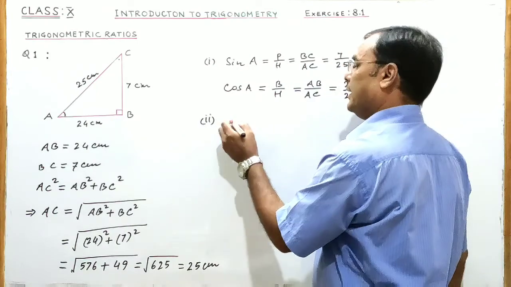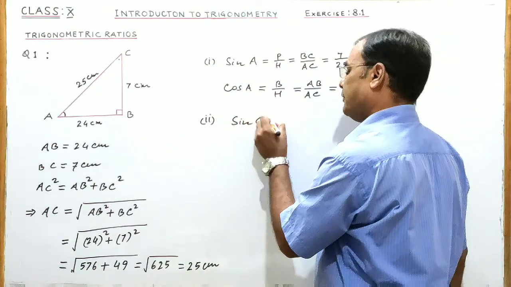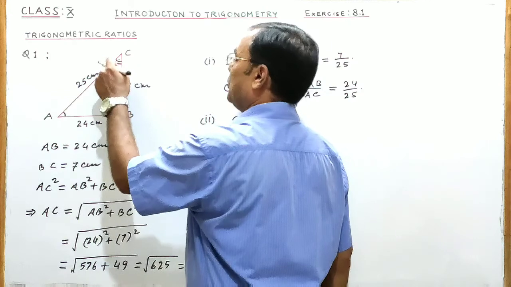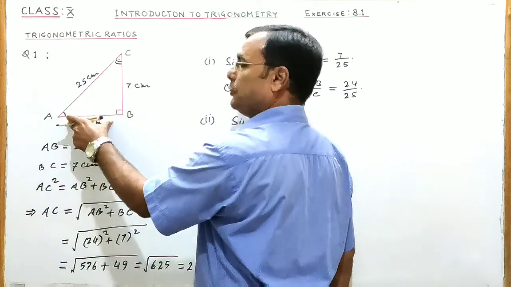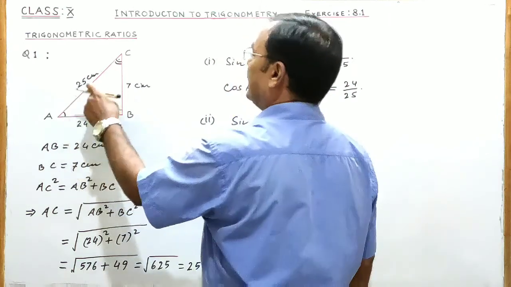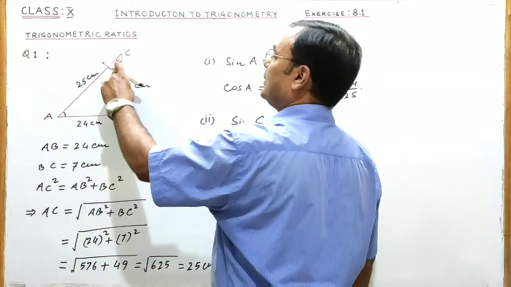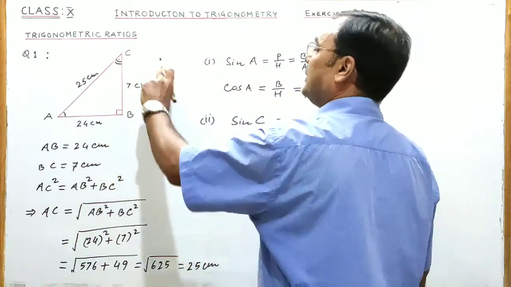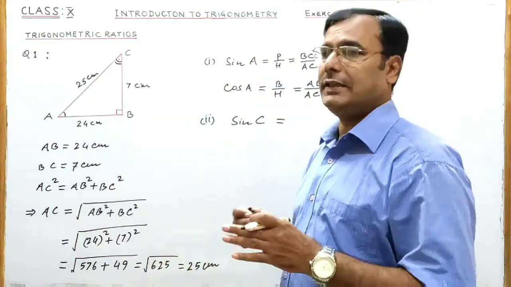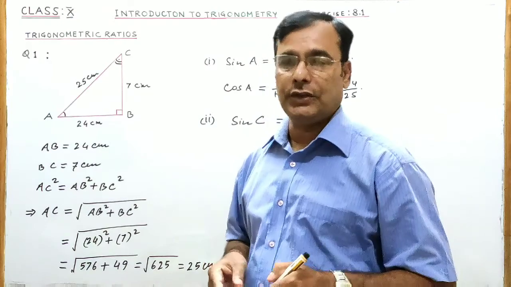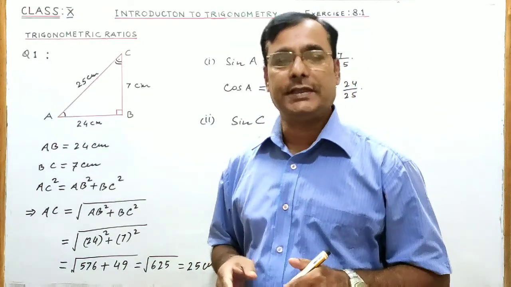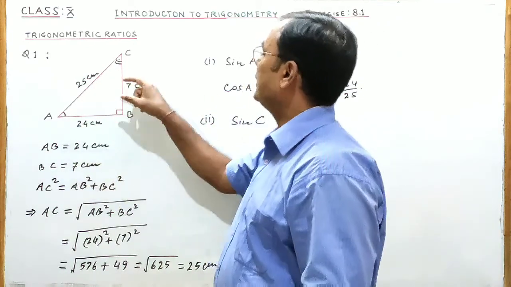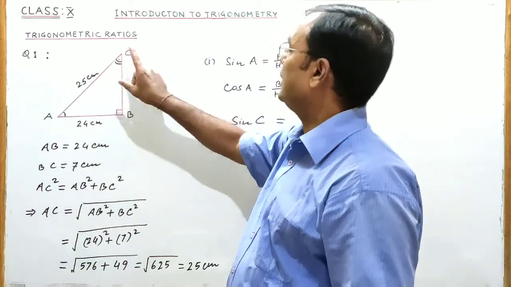In second part we have to find sine of acute angle C. For this acute angle C, opposite side AB is going to be treated as perpendicular and adjacent side BC is going to be treated as base of the triangle. So this perpendicular and base we consider with respect to the considered acute angle for which we write trigonometric ratios. So that's why for acute angle C, AB is taken perpendicular and adjacent side BC is taken base.